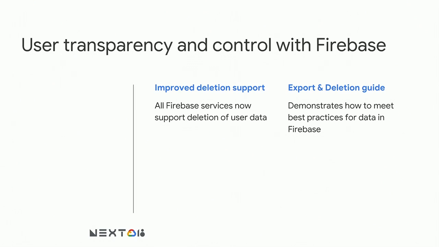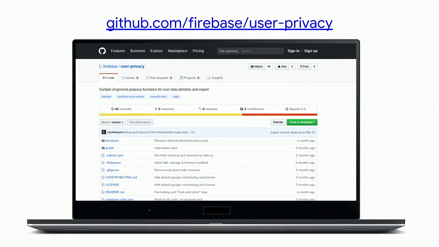In addition, we've published an export and deletion guide that demonstrates how to properly handle user deletion and user export for apps built on Firebase. It's actually really quite powerful and simple using the power of Cloud Functions. And so I'm going to walk you through a little bit of how that works. Before I do, I want to mention that this is all up on GitHub in the Firebase repository under user privacy. It's open source, so you can grab it today and start using it in your apps.